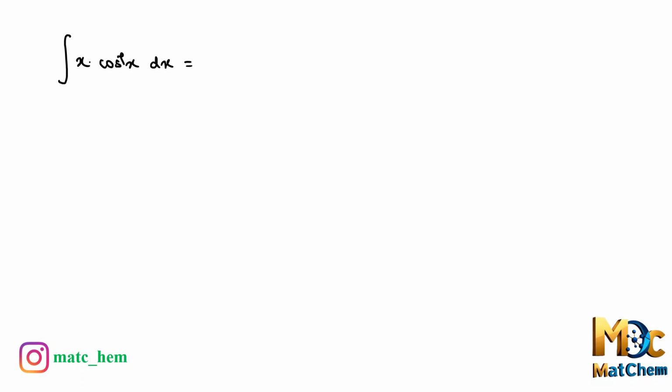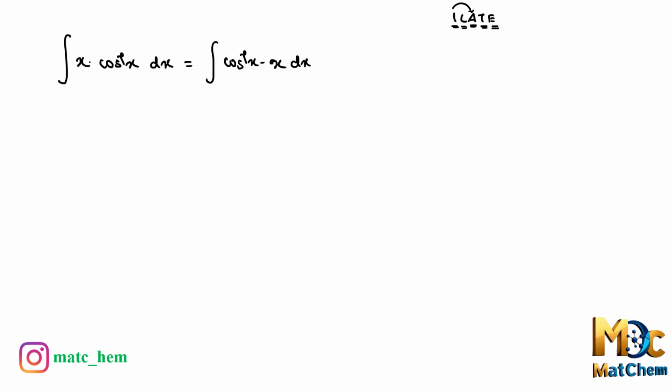That means in this particular integration, there are two functions, that is x as well as cos inverse x. One is an algebraic function, another one is an inverse function. In those cases, we follow a rule called the ILATE rule. What is the ILATE rule? Inverse, logarithmic, algebraic, trigonometric, exponential. According to this, inverse has more priority than algebraic. So the inverse function should be considered as the first function. So this can be written as cos inverse x into x dx.